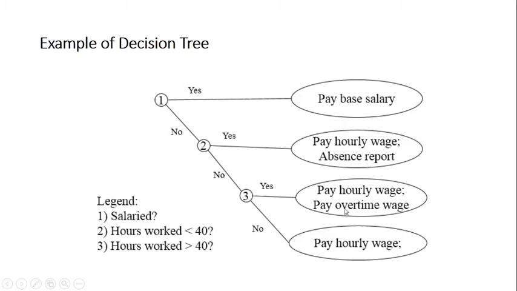Along with this, give him the overtime pay also, because he is working more than 40 hours. So an overtime pay needs to be calculated and given along with the hourly wages. Else, that is no condition. He is not salaried, the number of hours is not less than 40, it's not greater than 40. So the last condition is it's equal to 40, so pay hourly wages.